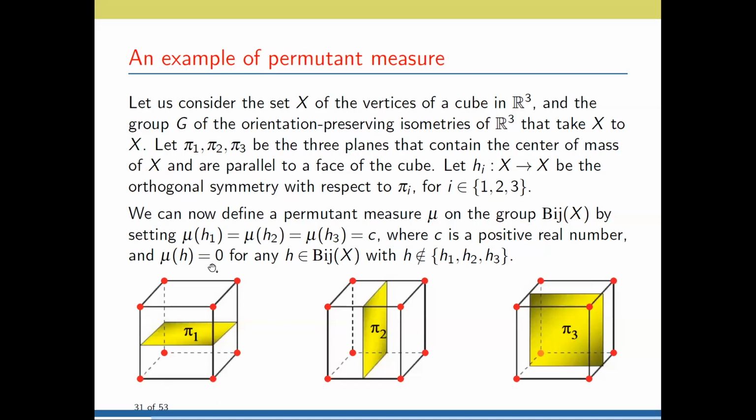Now, what is the support of this permutant measure? The cardinality of this support is 3, just 3 permutations, while the group is made of 24 permutations. Please consider that the support of the permutant measure is not a group, it's just a set.